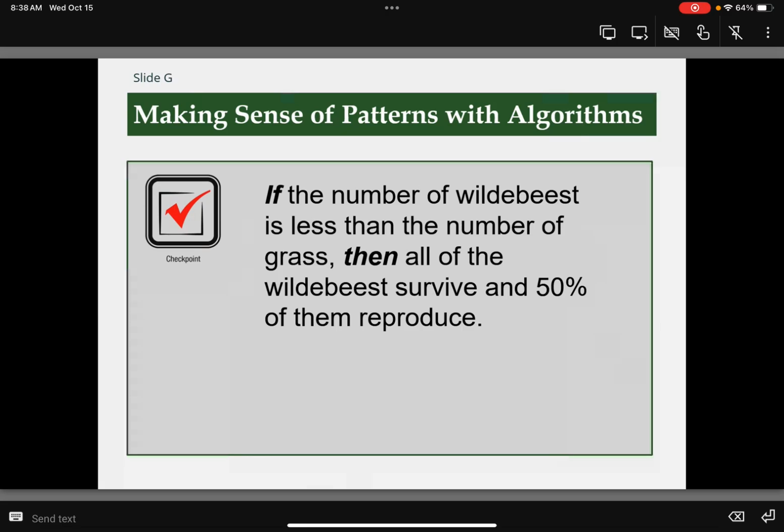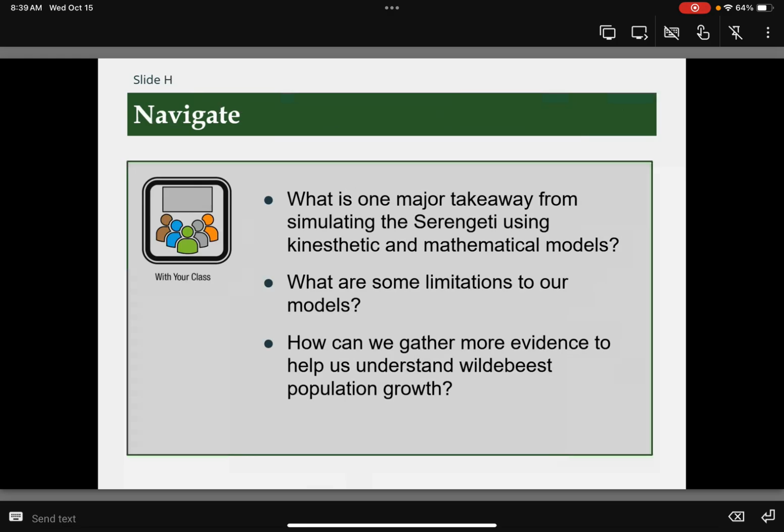This is an algorithm. If we wanted to expand this data table down from 13 years to 50 years, what would our data look like? Pretty much the same as what's happening here. Should we try it just to make sure? Better go back. If the number of wildebeest is less than the number of grass, then all wildebeest survive and 50% of them are going to reproduce.